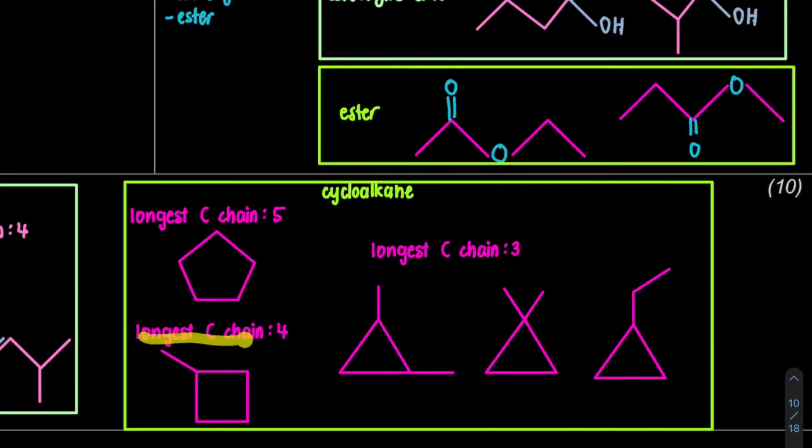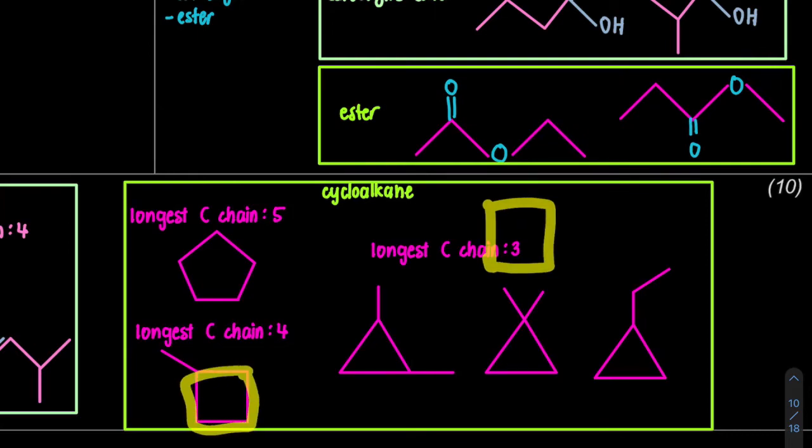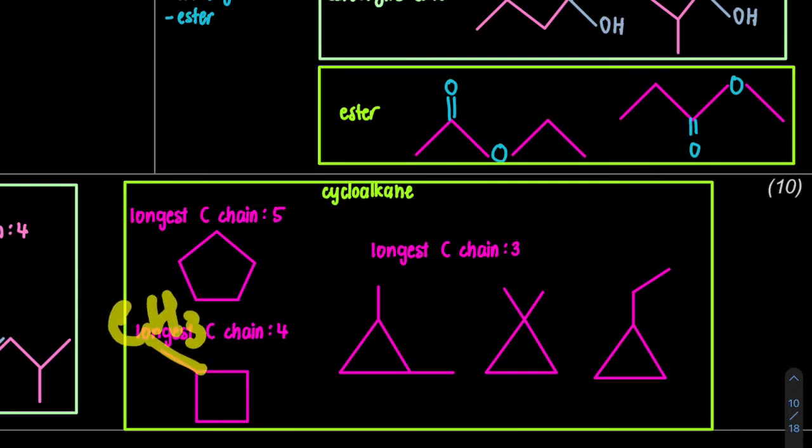Next is the longest carbon chain equal to 4. So when it is 4, it will become a square. But remember this is C5H10, so we need one more carbon. So I'm going to write down CH3 here. Okay, so there is actually no other possibility if the carbon is equal to 4.